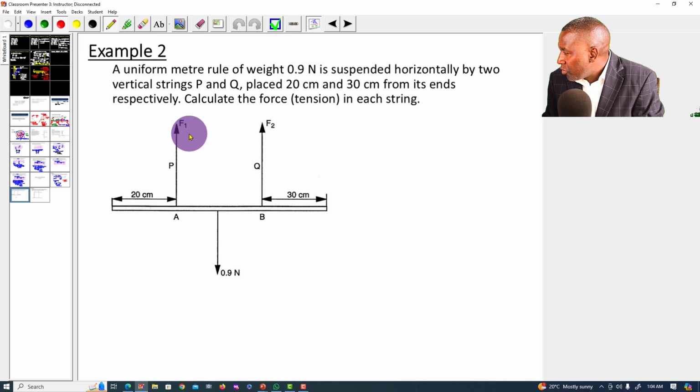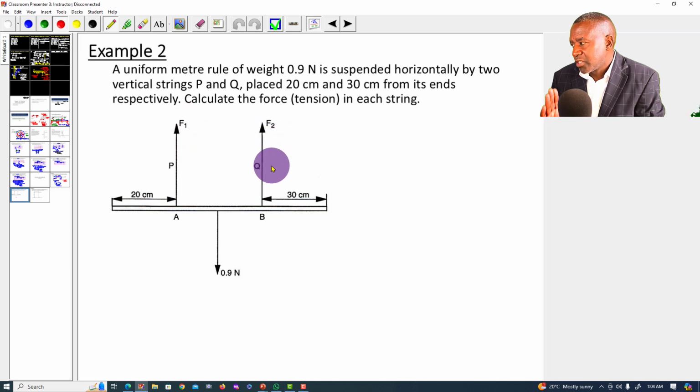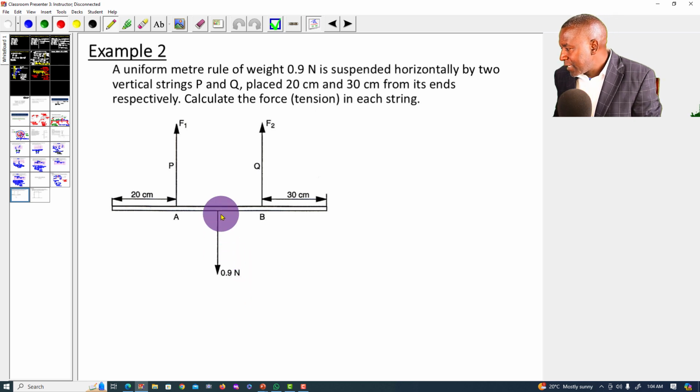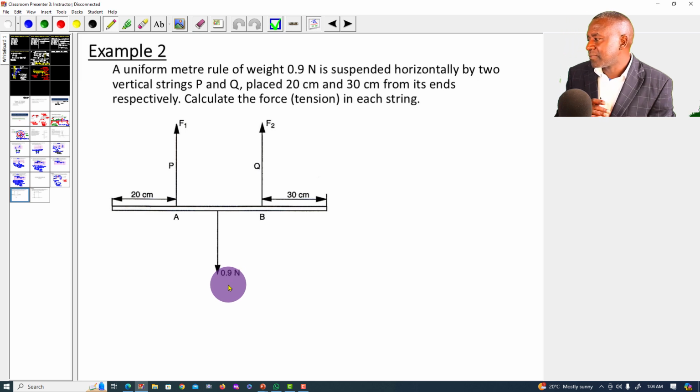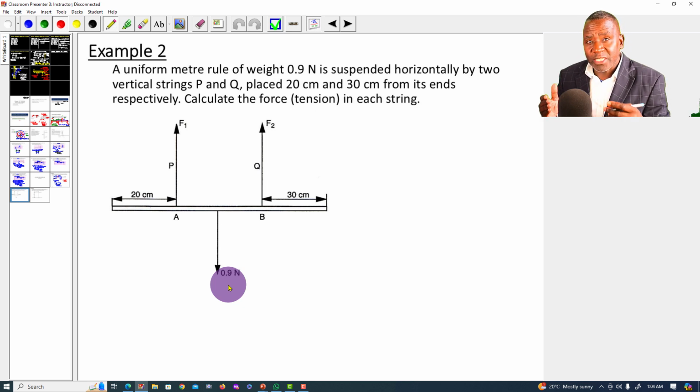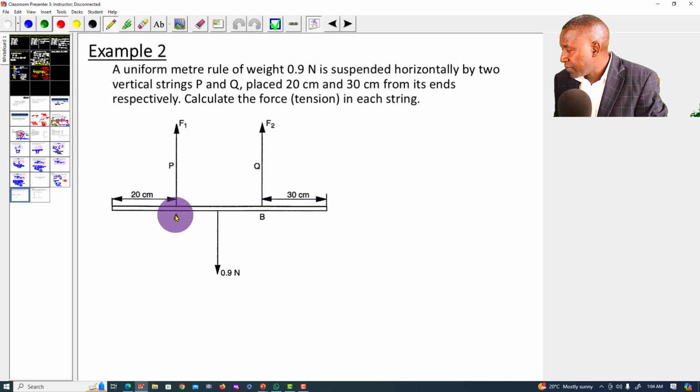So let me call this, of course, we know the tension is called F1 and F2. There's no problem with that. And then there is this other one, vertically downwards, like that, supported by two strings, and its weight, like that. How do we deal with a question like this, and yet there is no pivot? There's no pivot. You identify one of the points, and then you assume it is a pivot. Let's identify this point, for example, and you say, take moments about point A.